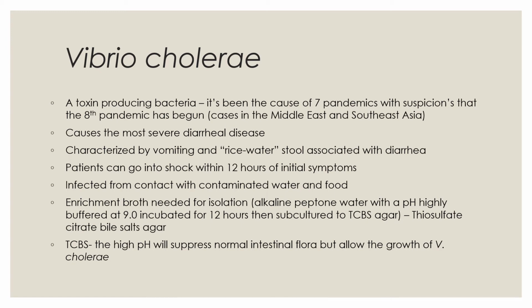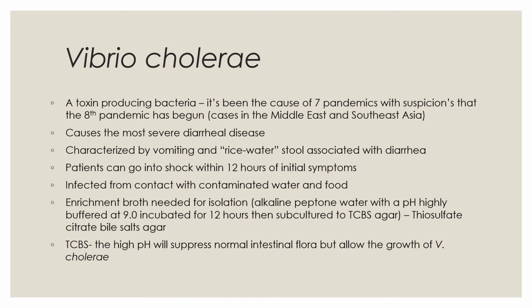Vibrio cholera produces a toxin, and this toxin has been the cause of 7 pandemics, and we are now currently in the 8th pandemic. The pandemic currently includes Chile, Peru, Colombia, Brazil, Africa, and India. There's also a Haitian pandemic that occurred in 2010 where there were 60,000 cases of Vibrio cholera.